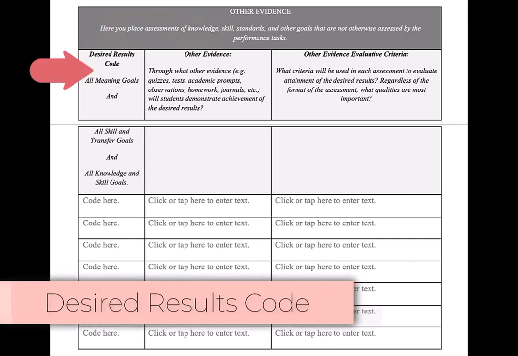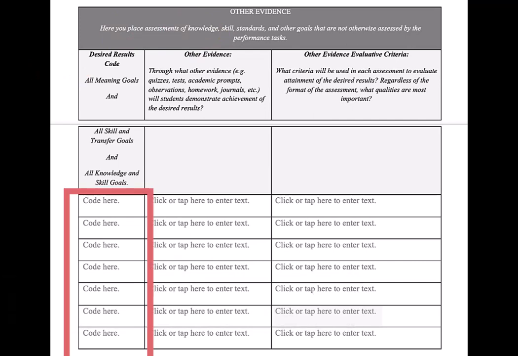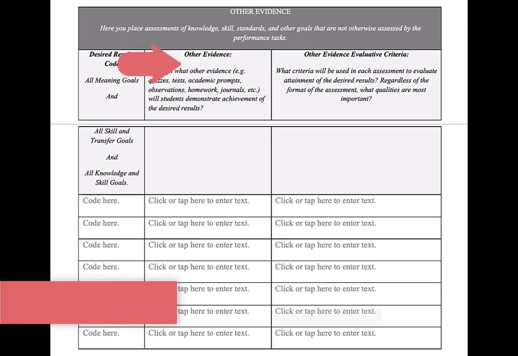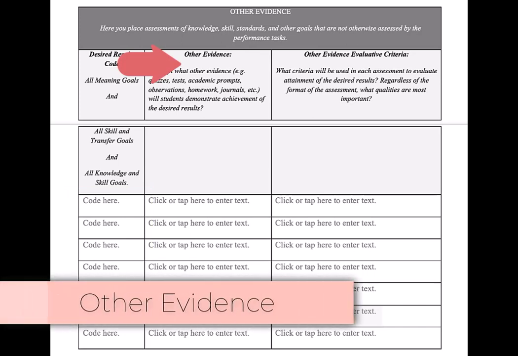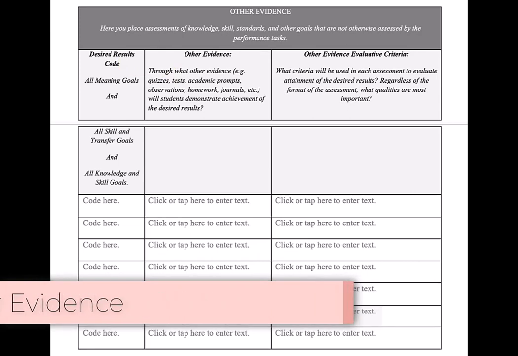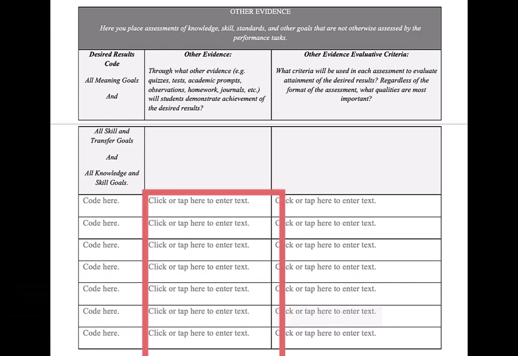Just like the performance tasks section, this section includes a spot for the desired results codes that match the evidence. This is where any of the meaning, skill, transfer, or knowledge goals that you had in Stage 1 will go. After the desired results code section, there is a section for other evidence. This is where you can simply list the other evidence that students will demonstrate achievement with.